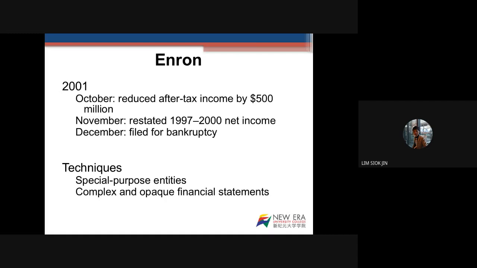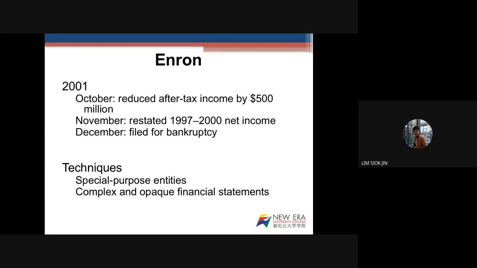One example where people have manipulated accounting in order to cheat people is Enron in 2001. They reduced their tax income by 500 million, and in November they restated their net income for these 3 years, and in December they filed for bankruptcy.